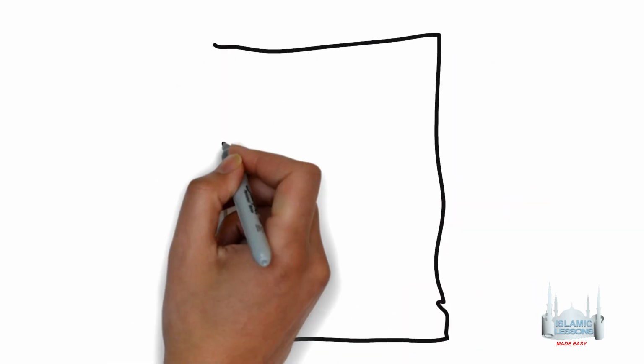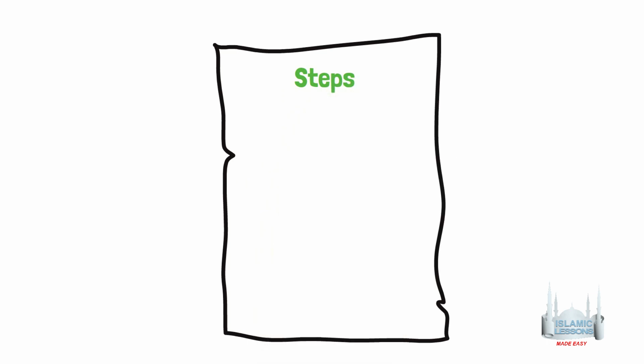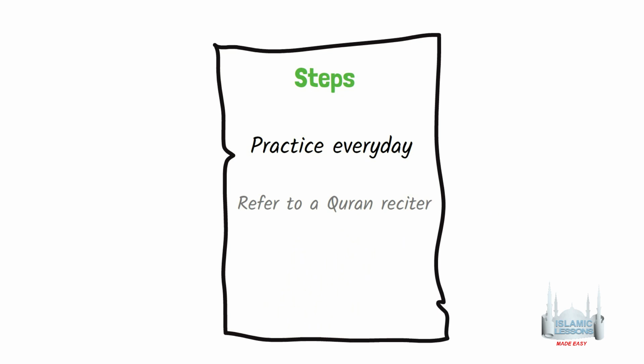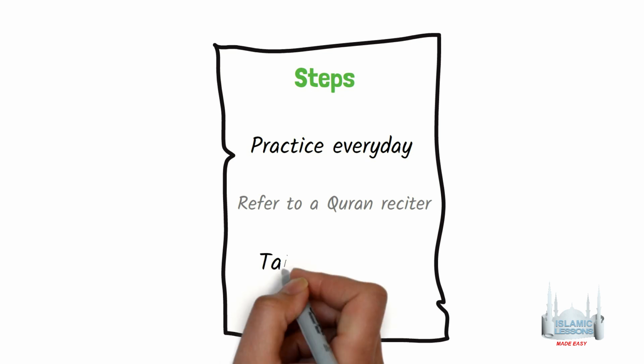Now you should be ready to read on your own and you need to follow these steps to progress. Number 1. You have to practice reading every day with a minimum of 1 page of Qur'an. Number 2. Wherever you get stuck, refer back to a Qur'an reciter of your choice to see how they recite that part that you are stuck on. This will clear the error for you.